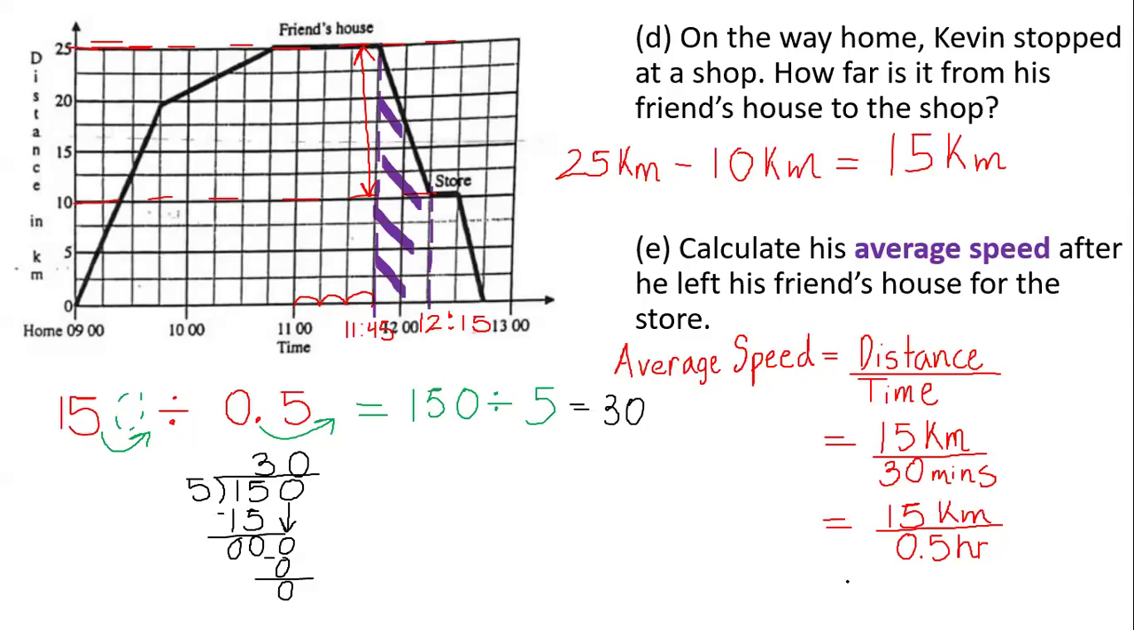And so it's going to be equal to 30 what? 30 minutes? No, we did average speed. Kilograms.